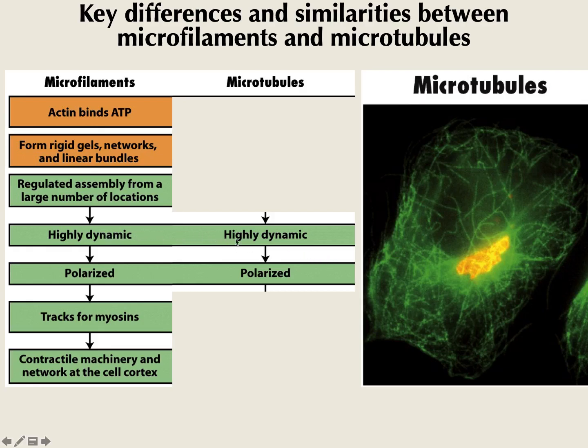But in both cases, they are highly dynamic and polarized, and we're going to talk about that quite a bit. In other words, each microtubule has a plus end and a negative end, just like actin filaments, and microtubules, like actin, tend to be polymerized and depolymerized, and regulating that dynamics is essentially what the cell does to determine the distribution of microtubules throughout the cell.